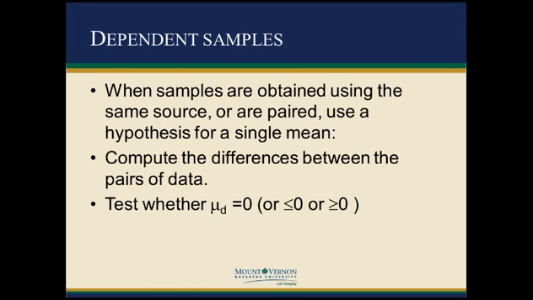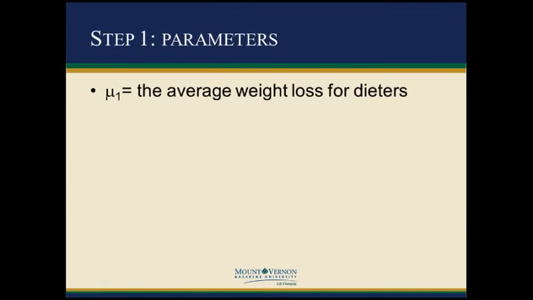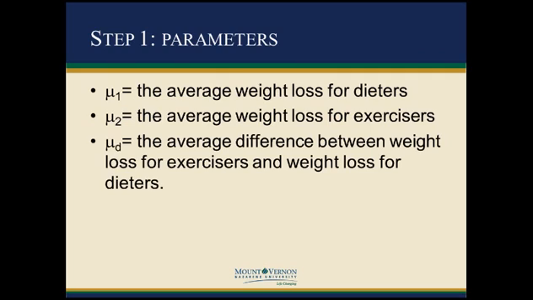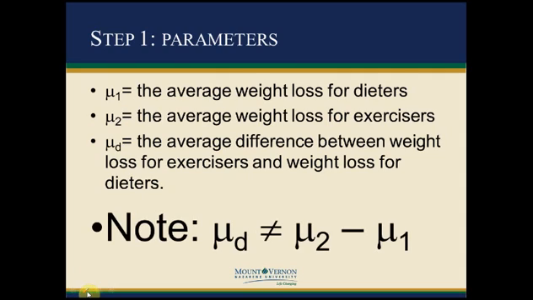So let's go ahead and do this. Earlier we had these as the parameters, but now what we're interested in is the average difference between the weight loss for exercisers and the weight loss for dieters. And I need to emphasize that mu sub d, this average difference, is not the same as the average for the exercisers minus the average for the dieters. It is very important to note that we're going to be doing weight loss for exercisers minus weight loss for dieters. That's how we're going to get this, but these are not the same thing.